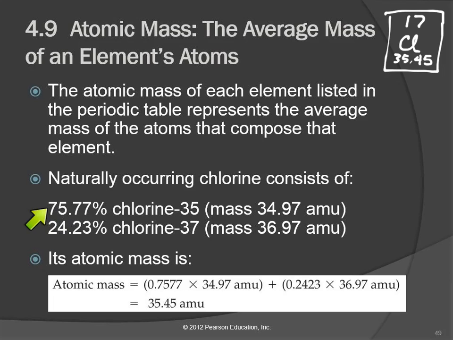The way we do this is we take the percentage and divide by 100 to make it decimal form. So 75.77 becomes 0.7577. And we multiply that by the mass of that isotope. And then we add the other percentage divided by 100 times the mass of that one. And when we do the math, we come up with 35.45. That's the average mass of a chlorine atom. Now, there is no chlorine atom that weighs exactly that mass, but that's the average. Any questions?